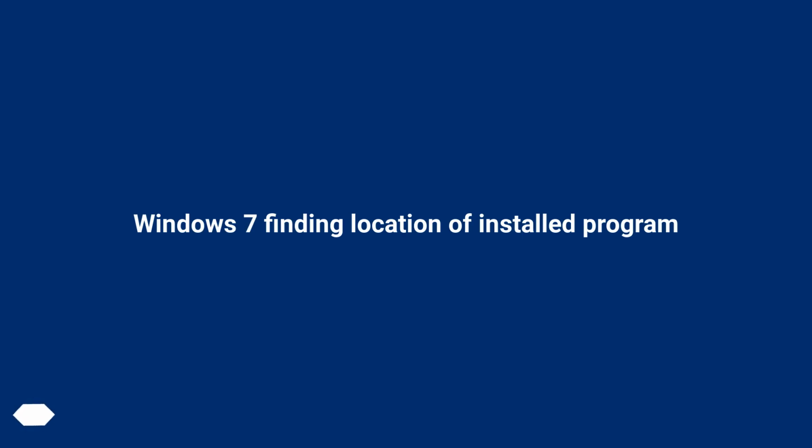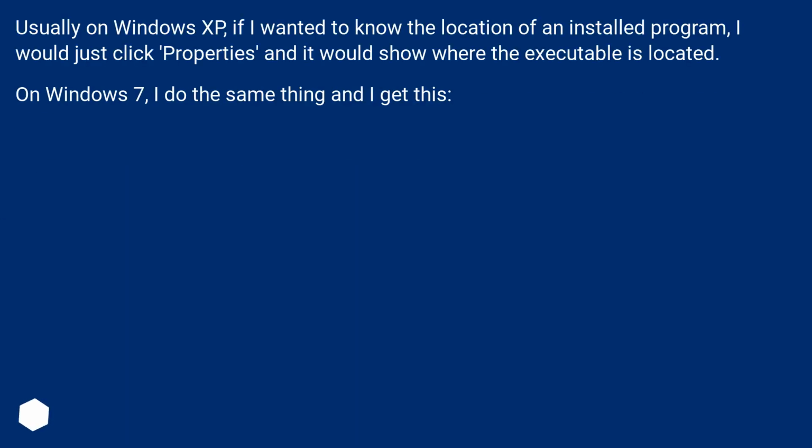Windows 7 finding location of installed program. Usually on Windows XP, if I wanted to know the location of an installed program, I would just click Properties and it would show where the executable is located. On Windows 7, I do the same thing and I get this.